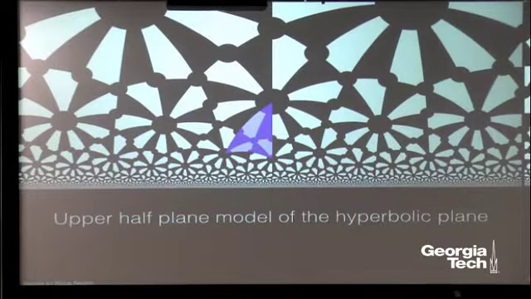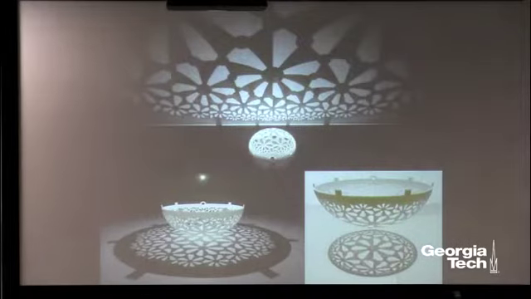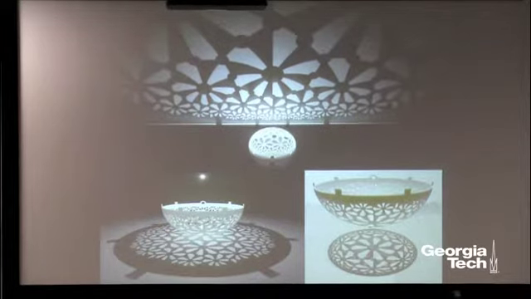There's one more. This is called the upper half-plane model. I'm not going to go into details, but there's this lovely print by Henry Segerman and Saul Schleimer that shows how all of these different models are related to one another.